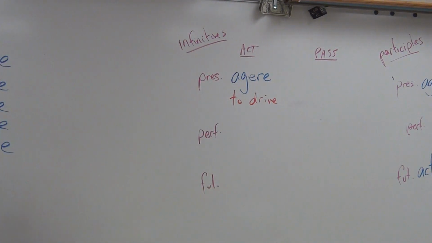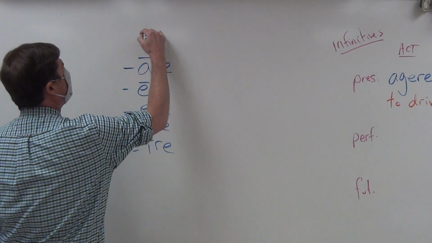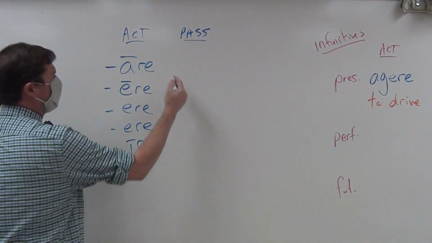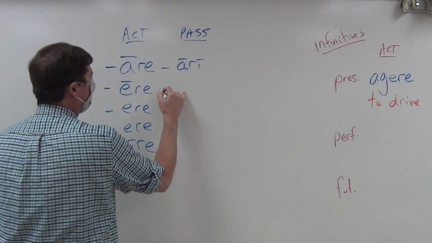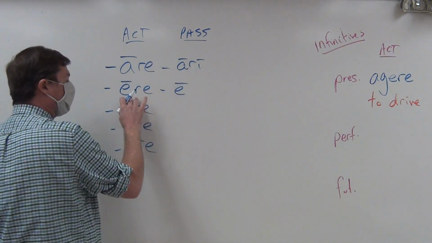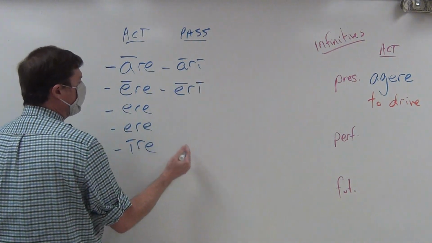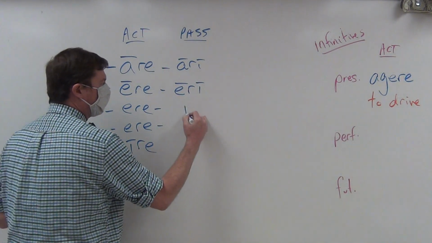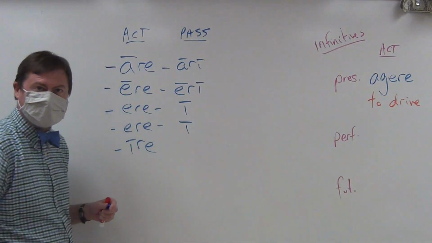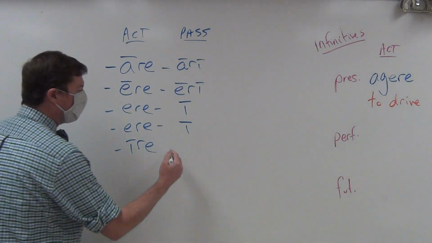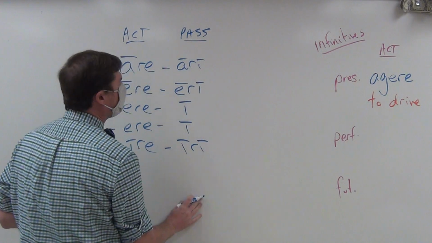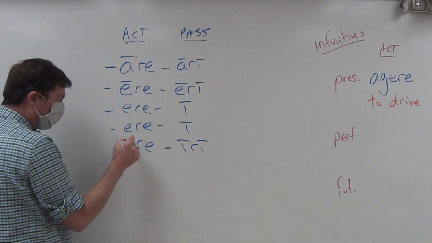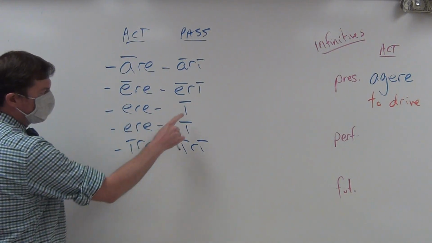Now, it's really easy to remember the difference between the active forms of the present infinitive and the passive forms of the present infinitive, in that a long ARE is going to become a long ARI. A long ERE is going to become a long ERI. A short ERE, however, is going to disappear altogether and just then be replaced with a long I. And then, of course, a long IRE is going to turn into a long IRI. So it makes plenty of sense that the E's turn into an I for those that have long vowels before the re, and those that have a short ERE just turn into a long I.